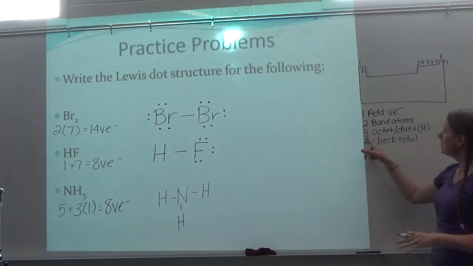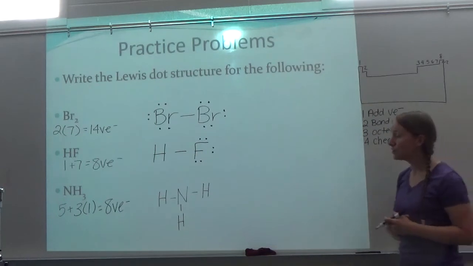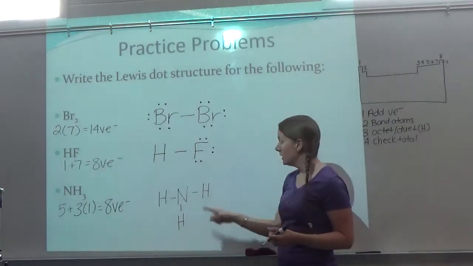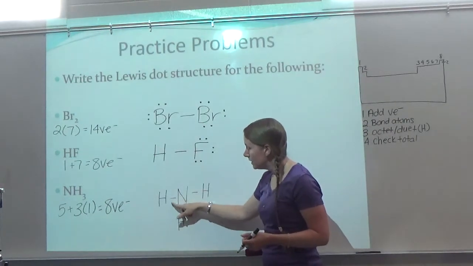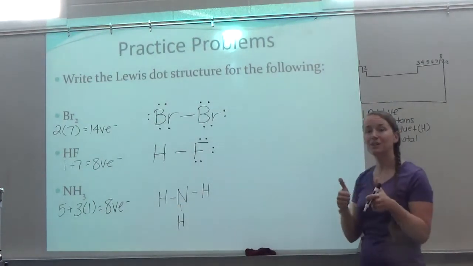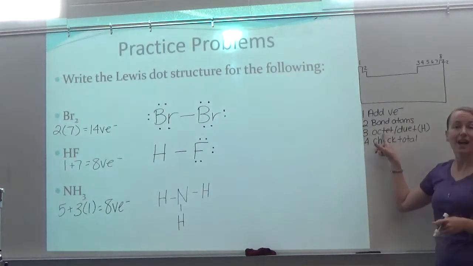Everybody's bonded, so step 3 is octet duet rule. So let's go ahead and fix our hydrogens first because they don't need any fixing. Hydrogen follows duet rule. Well, how many is in the bond? 2. So this hydrogen has 2, this hydrogen has 2, this hydrogen has 2, so all my hydrogens are good and stable. All right, nitrogen on the other hand follows the octet rule.